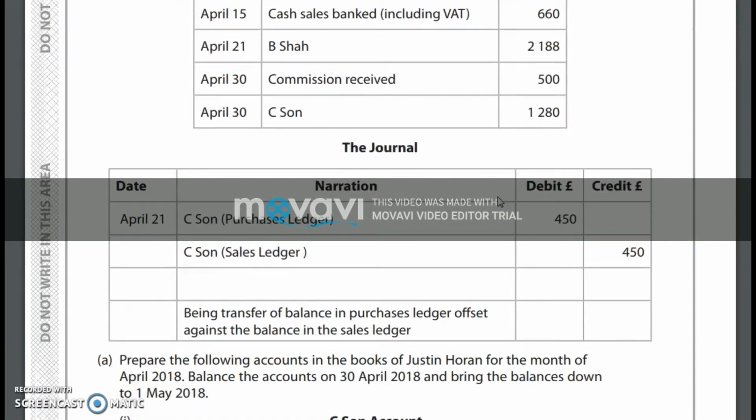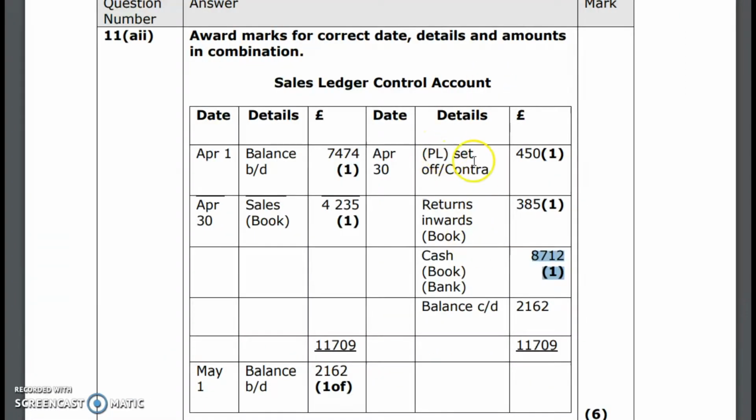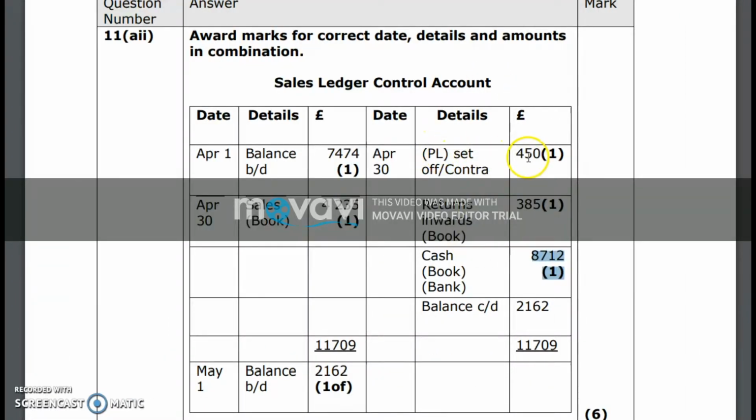Next, we move on to the journal. We have a set off. So in the sales ledger control account, we have to credit it as per the journal entry. So we credit the sales ledger as set offs 450.